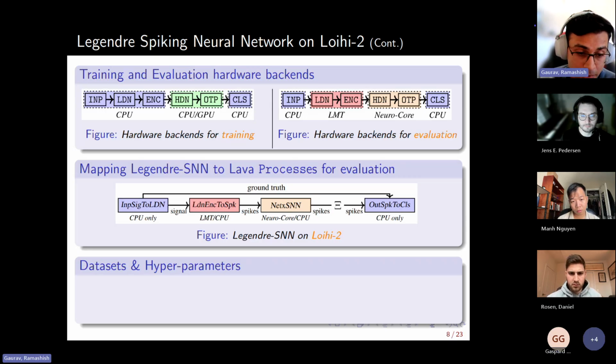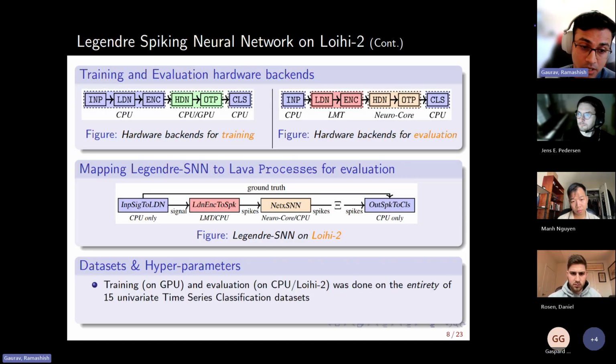Coming to the datasets and hyperparameters, this Legendre-SNN was trained on GPU and evaluation was done on CPU as well as Loihi-2. It was done on the entirety of the 15 univariate time series classification datasets. You can obtain them on the timeseriesclassification.com website. All the datasets are publicly available there.